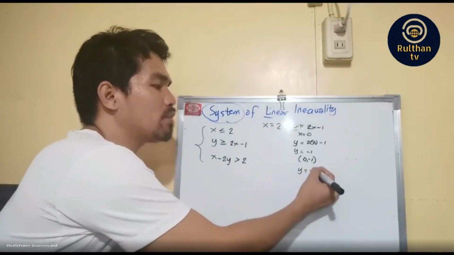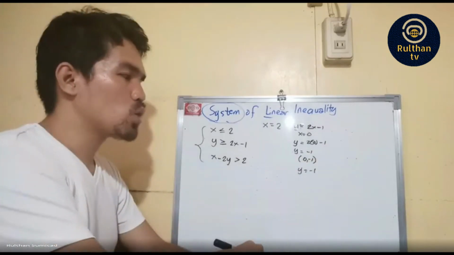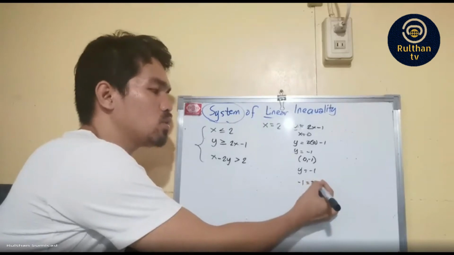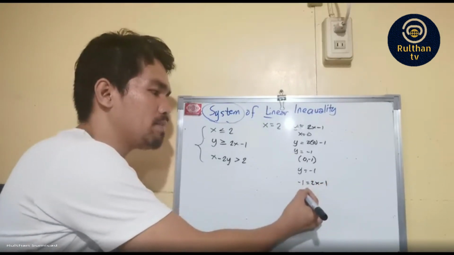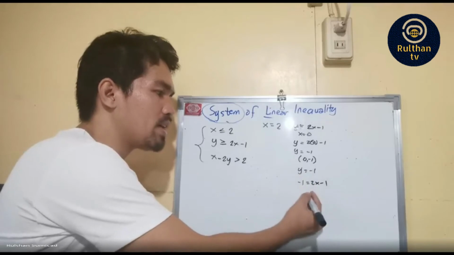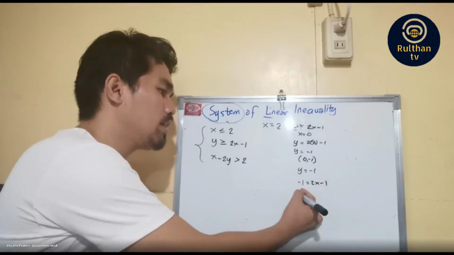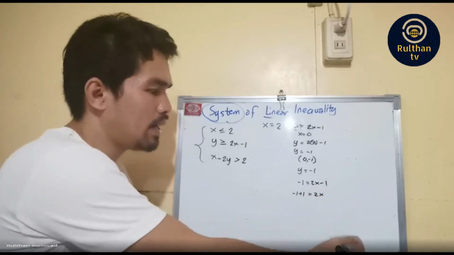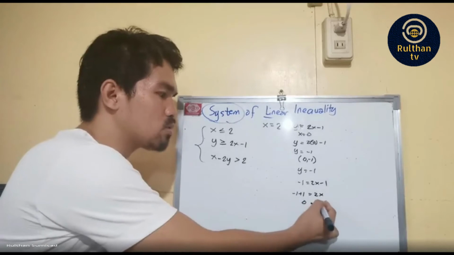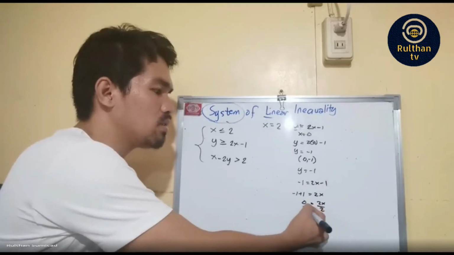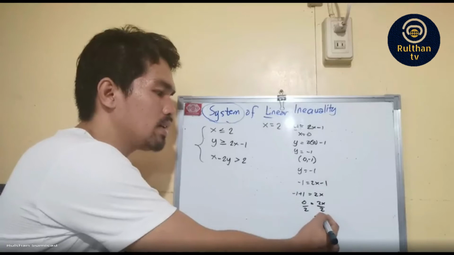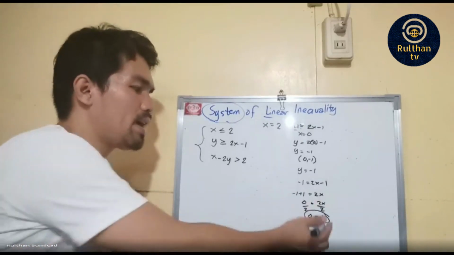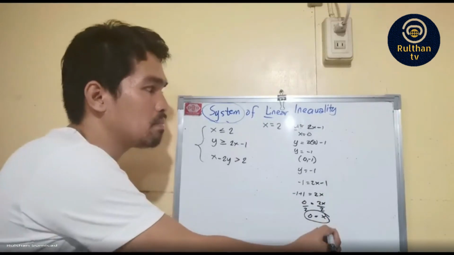Okay? I'm going to have negative 1, for example. So y equals negative 1, so this will become negative 1 equals 2x minus 1. Transpose that 1 here, that will become negative 1 plus 1 equals 2x. And this is 0 equals 2x divided by 2. So I have now x equals 0.